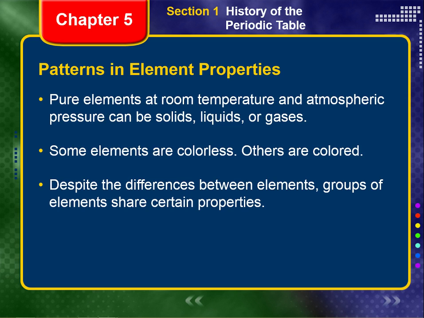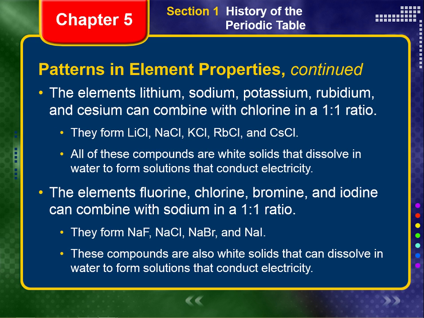Pure elements at room temperature and atmospheric pressure can be either solids, liquids, or gases, right? Those are the three common states of elements on our planet. Some elements are colorless, some are colored. Despite the differences between elements, groups of elements share certain properties. Like we were talking about in Chapter 4 with electron configurations, especially valence electrons, those outer electrons, the electrons in the highest occupied energy level, they are the same for any element in the same group, in the same vertical column. Because they have the same number of valence electrons, they have the same properties, right? They share certain chemical properties.